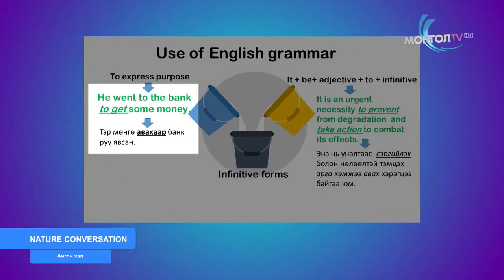Okay, I gave you some example which is he went to the bank to get some money.